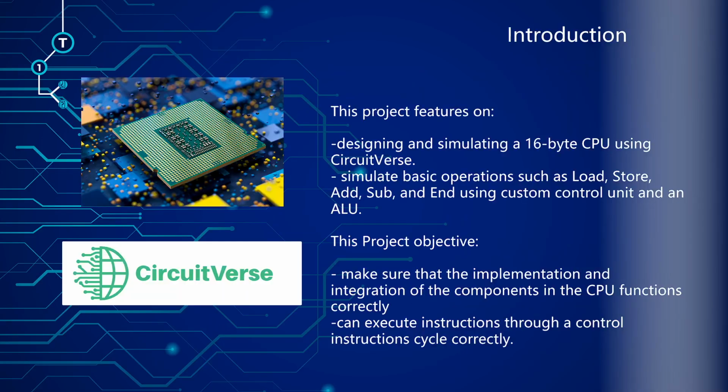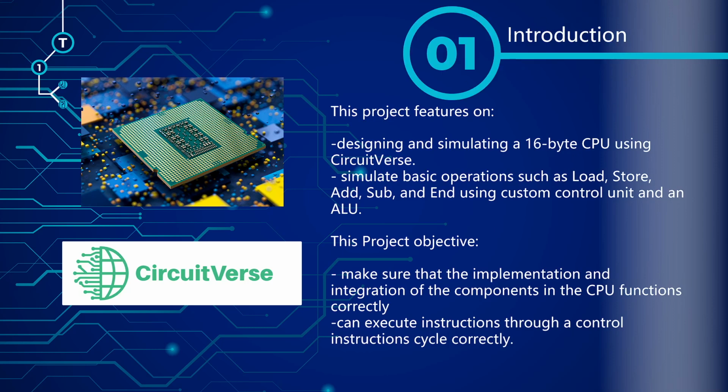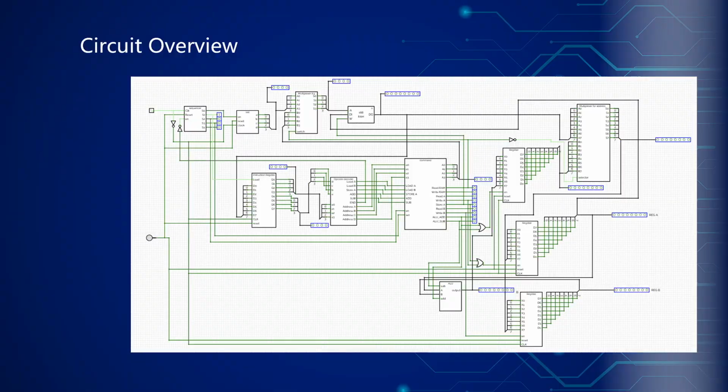These are our table of contents. First point, the introduction. This project features designing and simulating a 16-byte CPU using Sigrev. It simulates basic operations such as load, store, arithmetic operations, and more, using a custom control unit and an ALU. The objective of this project is to make sure the implementation and integration of the components in the CPU function correctly, and that it can execute instructions through a control instruction cycle correctly too.